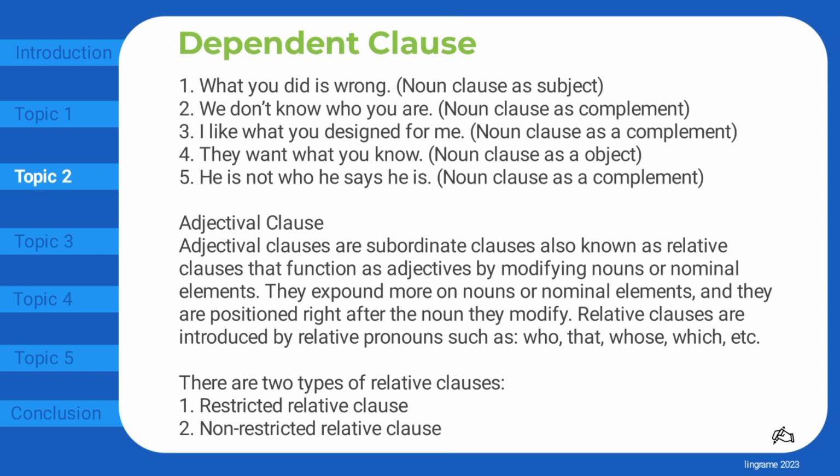Adjectival clause. Adjectival clauses are subordinate clauses, also known as relative clauses, that function as adjectives by modifying nouns or nominal elements. They expound more on nouns or nominal elements, and they are positioned right after the noun they modify. Relative clauses are introduced by relative pronouns such as who, that, whose, which, etc. There are two types of relative clauses, restricted relative clause, and non-restricted relative clause.